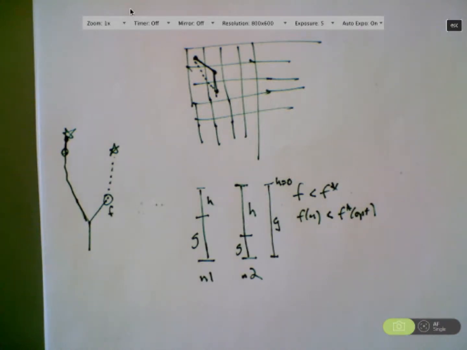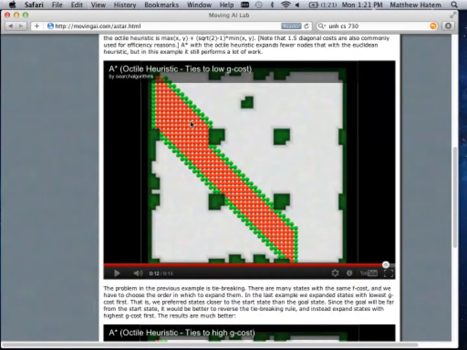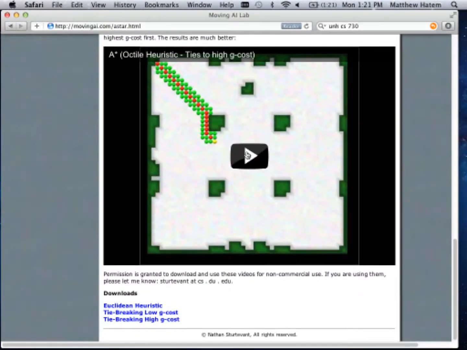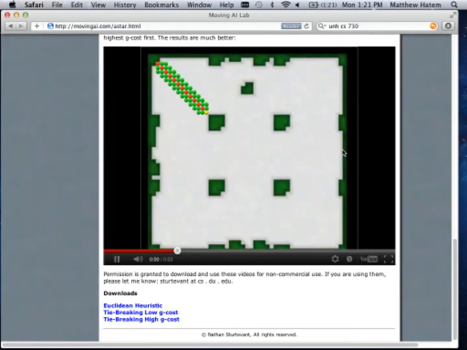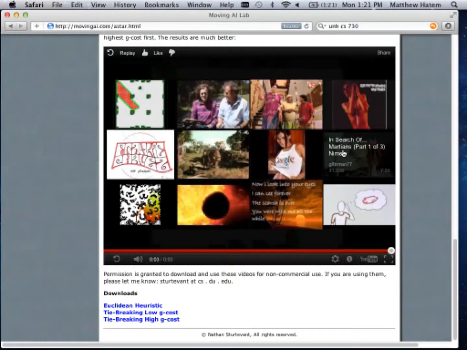That last f layer can be a substantial portion of your search, like easily half. So if you can make your search twice as fast just by breaking ties in a good way, absolutely you should. Now, let me demonstrate. So this is the wonderful octile distance with bad tie breaking. Here's the wonderful octile distance with good tie breaking. Boop. It makes a big difference. So that's why Nathan made that video. Not you, but another Nathan.